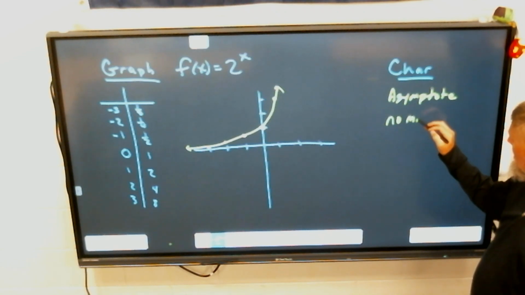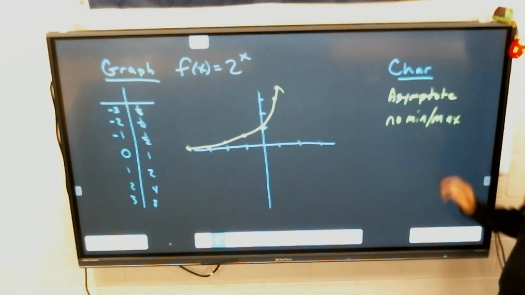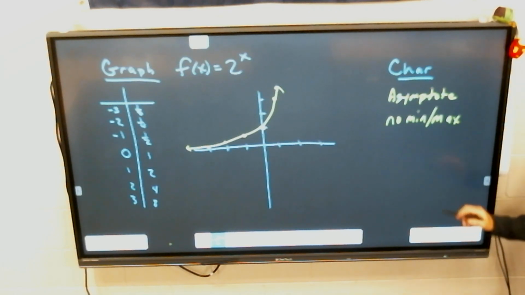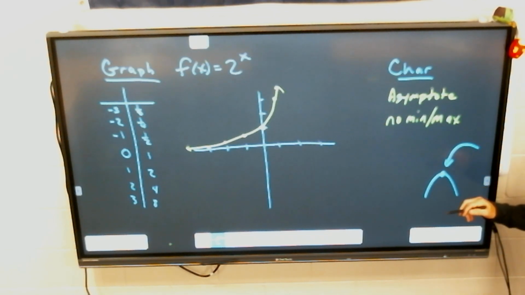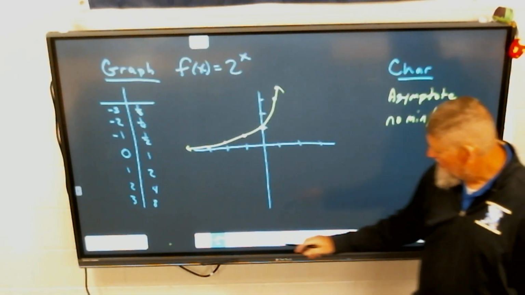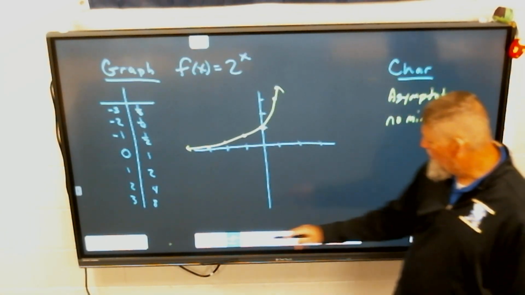And that's kind of leading to the point, what does a quadratic have that this does not? What's the general name for a minimum or maximum? Vertex. It doesn't have a vertex. There's no vertex to it. There's no turning point, if you will.